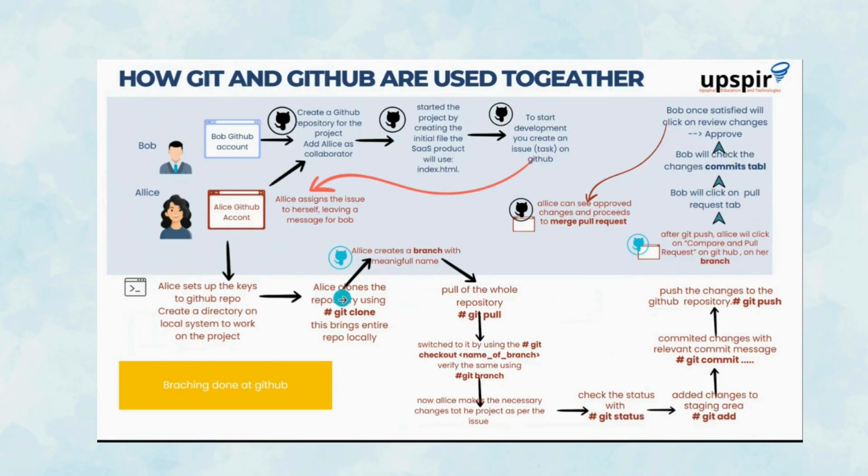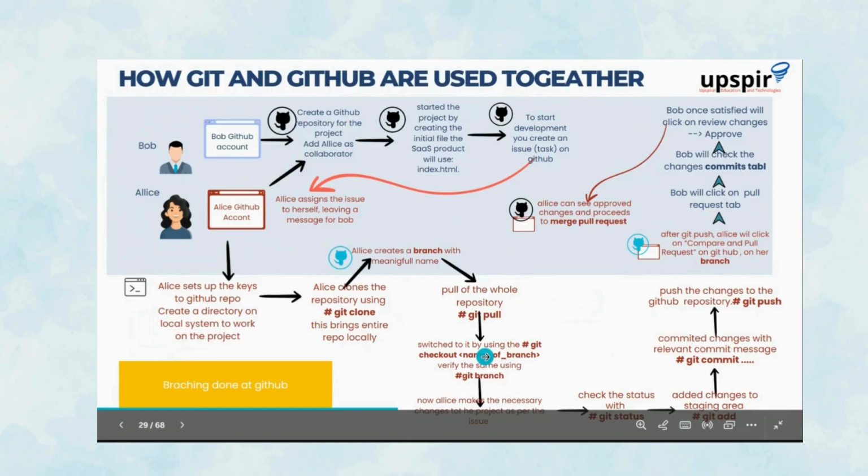The first thing that they will do is git clone, so that they bring the entire thing here. Now there are two ways to do this. The first option is where you go and create a branch on GitHub itself. On GitHub you will create a feature branch or an issue branch or whatever you want to name it, and then you will do a git pull to pull that branch locally, and then you will switch to that branch using git checkout with the name of the branch.